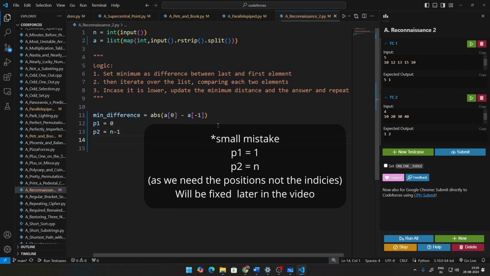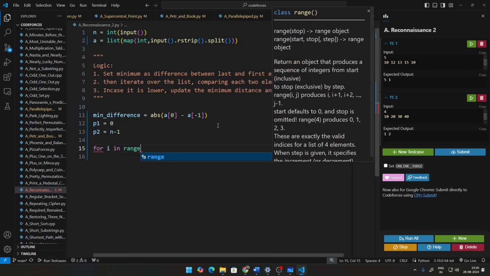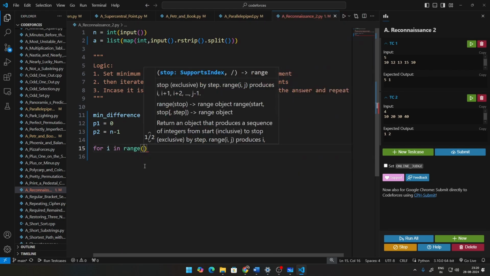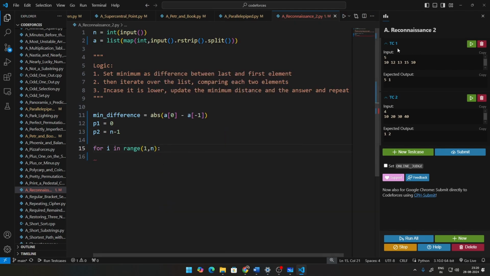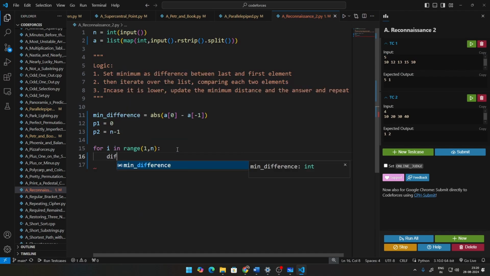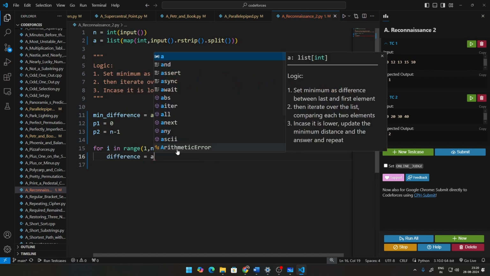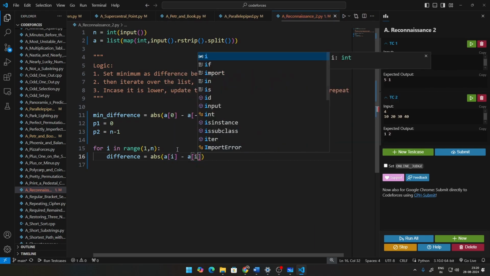Okay. Now what we'll do is iterate through all of this, for I in range 1 to n. That is until n minus 1. We are going to be iterating for the rest of this. So for every particular case, we're going to do this particular index minus the index previous to it. So temp difference. Okay, what we'll do is we'll take difference. Difference will be absolute value of a of I minus a of I minus 1.